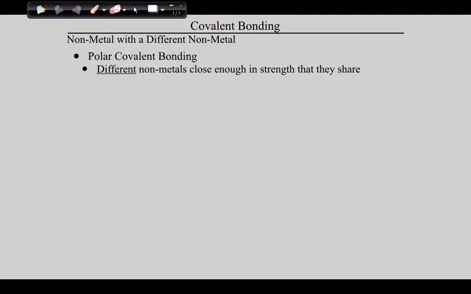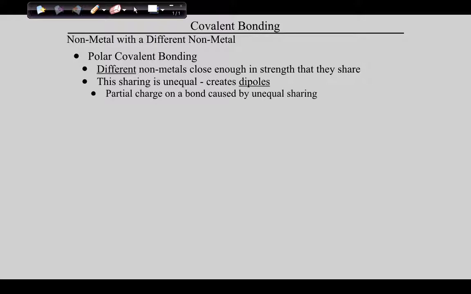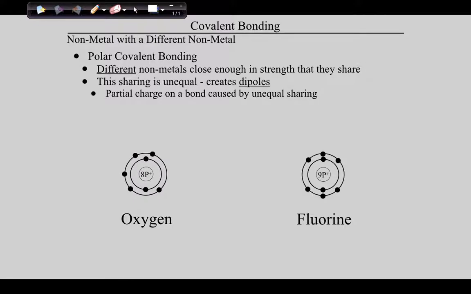Okay, so now guys, let's try this. What is called polar covalent bonding. Now we've got different nonmetals. So they're still nonmetals, so they're strong, but they're different. So they don't share equally, and they create what are called dipoles. And you learned this last unit, and I said don't worry about it. Well guys, now we're going to worry about it. So a dipole is a partial charge created by unequal sharing, and it looks something like this.